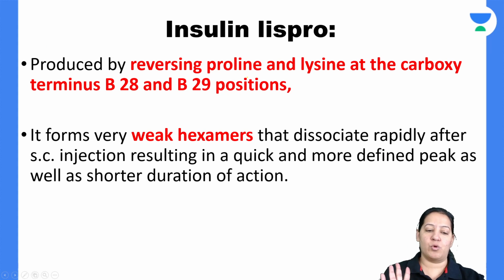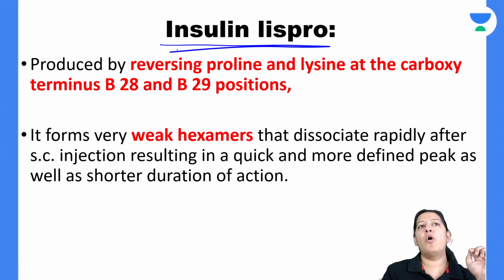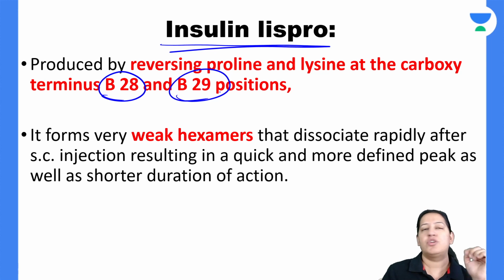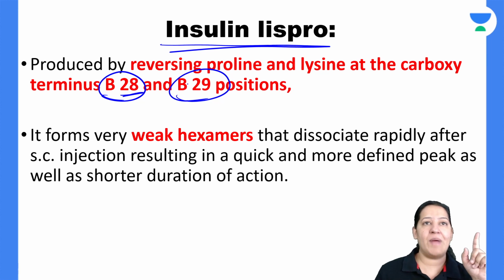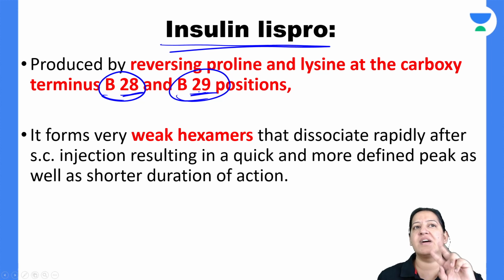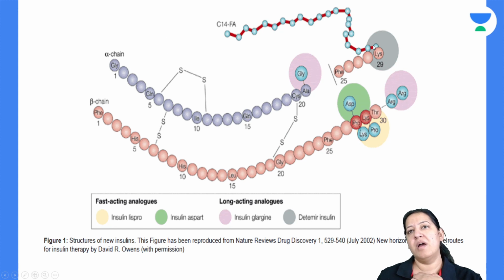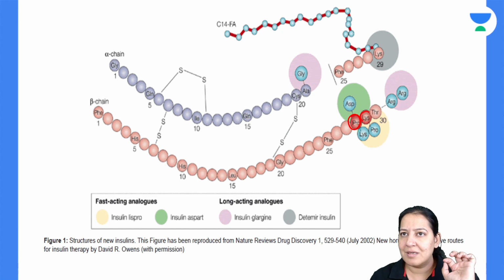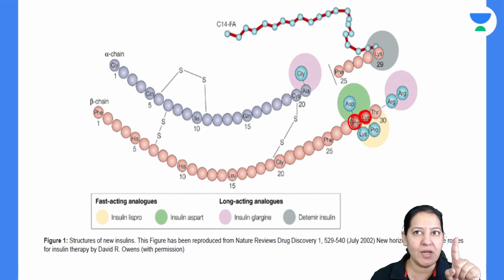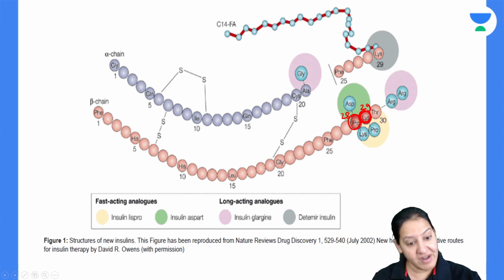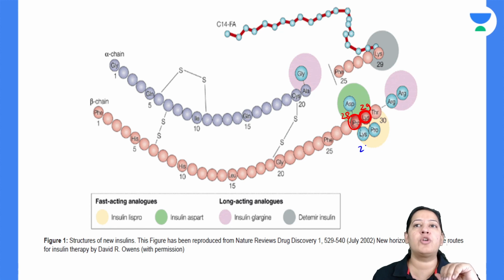Right. Now I will do some changes in that. Let me talk about Lispro. What is the change in Lispro? In Lispro, in beta chain we are doing the change, not in alpha. Beta के 28, total 30 है beta में. 30 में से 28 और 29 number पे we are reversing the proline and lysine. Okay, please see this diagram. I cannot zoom it. You have to see this diagram only. See, this is proline, this is lysine. So normal insulin में 28 number पे proline है, 29 पे lysine है. But I am reversing it. I am doing lysine on 28, and I am doing proline on 29.